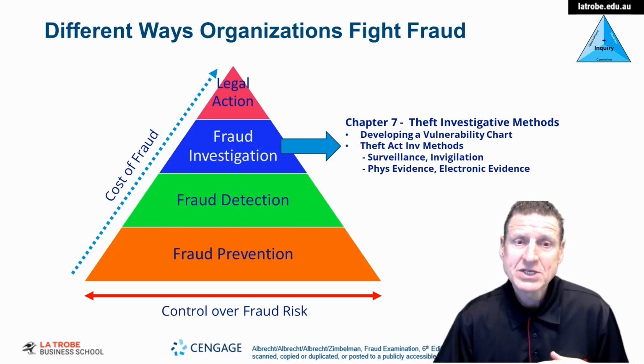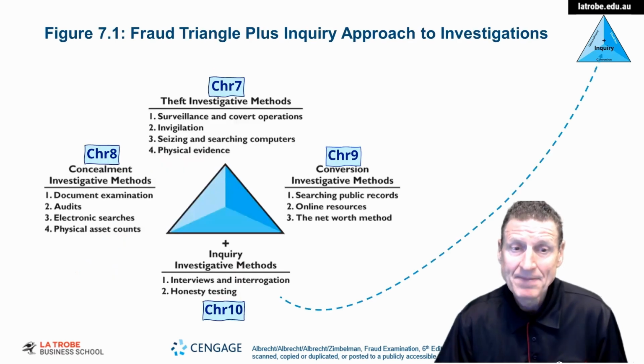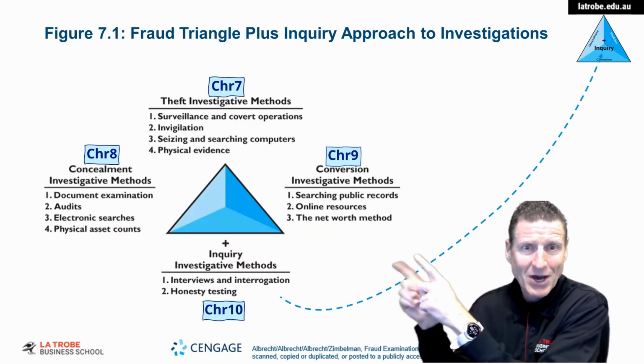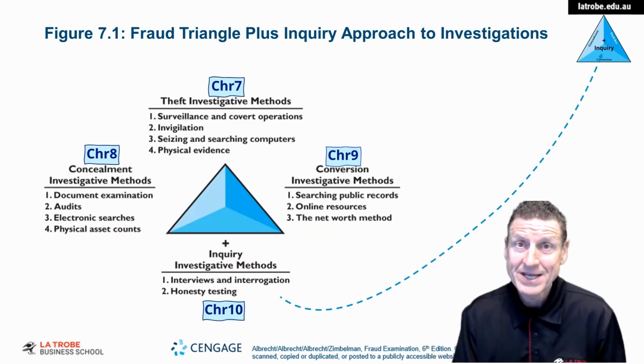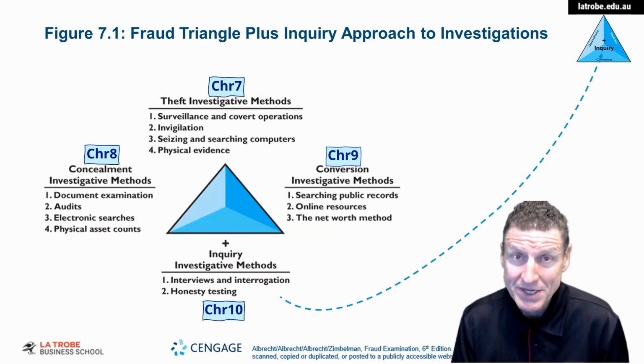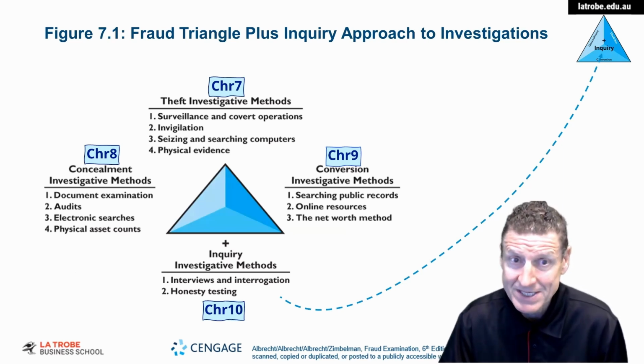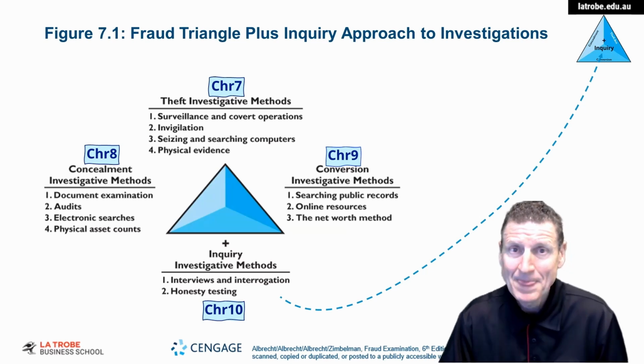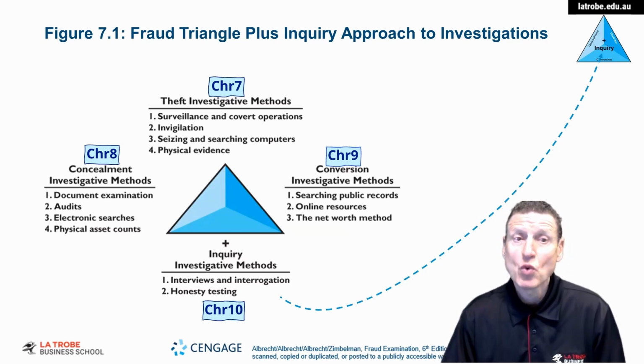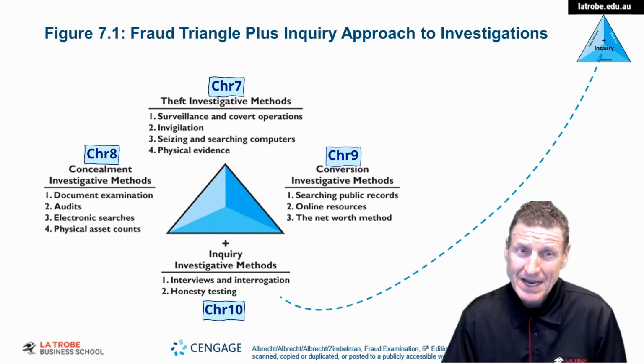So where does this chapter fit into the bigger picture of investigations? We're at the top of this diamond over here, theft investigation methods, chapter 7. Chapter 8 looks at concealment investigation methods. Chapter 9 looks at conversion investigative methods. And then chapter 10 looks at inquiry investigative methods. Now, there's a pyramid here, but there's sort of 1, 2, 3, 4. So let's put inquiry in the middle here.